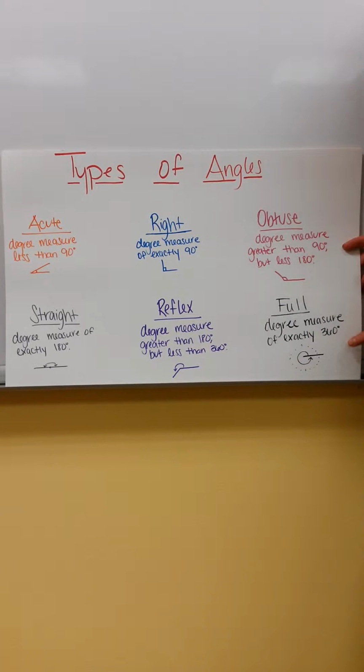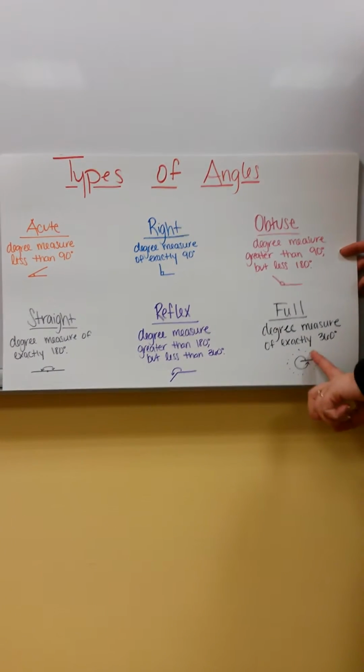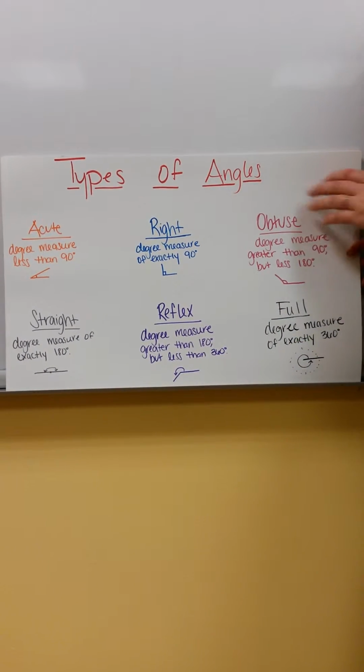So a full degree of measure is exactly 360 degrees, which, as you can see by the dots here, forms a circle.